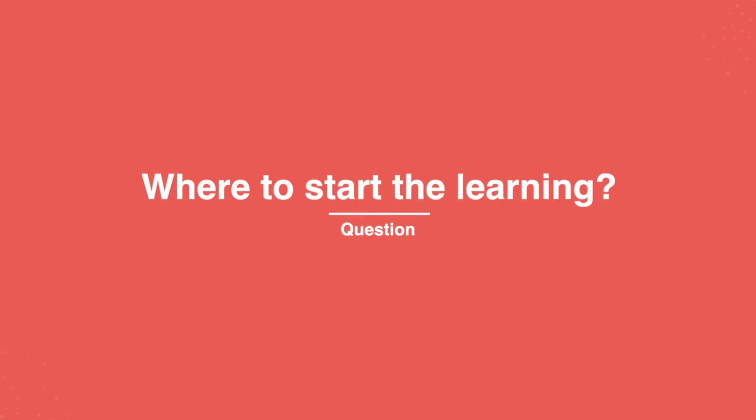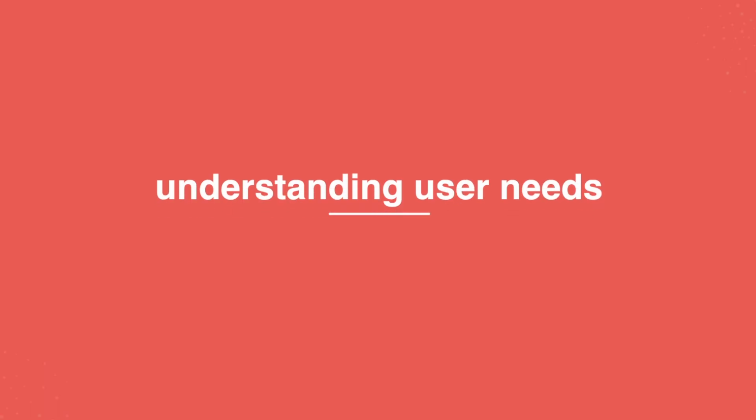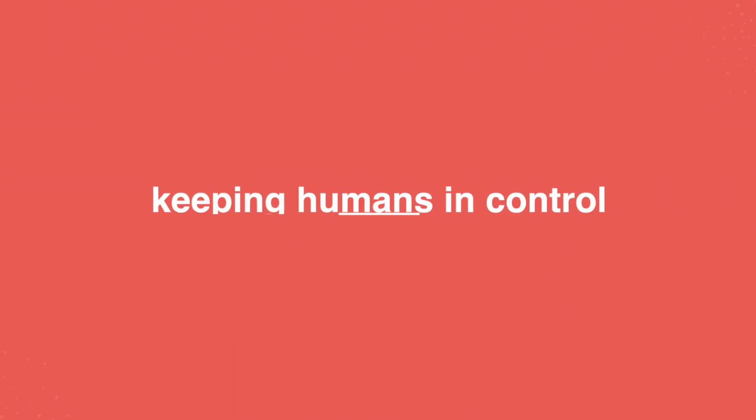Now, where to start learning? The landscape of AI design is moving fast, as you probably experienced, but the fundamentals of good UX, understanding user needs, building trust, designing for failure, and keeping humans in control have not changed. What shifted though is how we apply those principles to systems that are probabilistic, adaptive, and sometimes unpredictable.